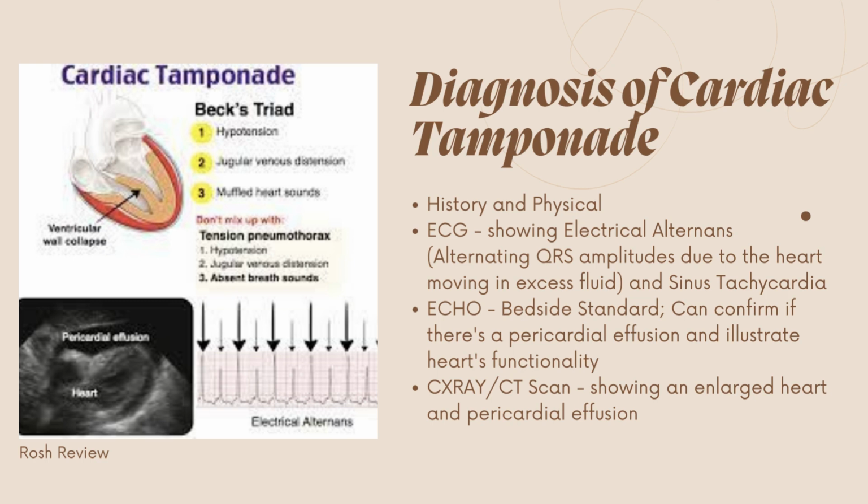Like I said before, the gold standard for diagnosis of cardiac tamponade is an echocardiogram. An echo not only can confirm that there is pericardial effusion, but it can illustrate the heart's functionality and how much the heart is affected by this excess fluid in the pericardial sac. A CAT scan and a chest X-ray have the ability to show an enlarged heart and pericardial effusion as well.